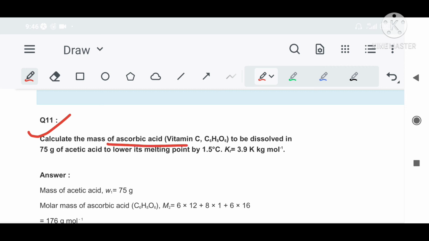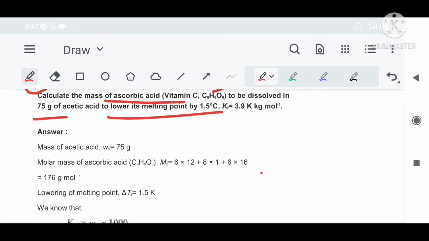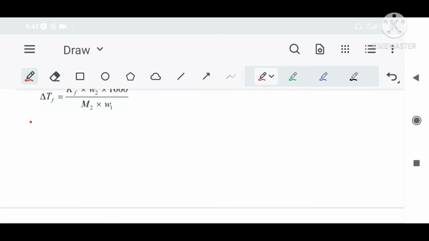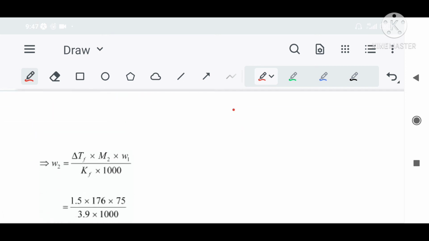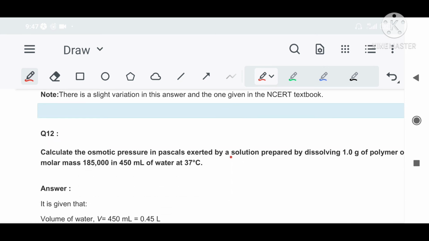Calculate the mass of ascorbic acid. The formula is also given. Ascorbic acid is vitamin C, that is very useful nowadays to improve immunity. It is to be dissolved in 75 gram of acetic acid to lower its melting point. This is related with lowering in freezing point. So we can use the formula and we can get the answer.